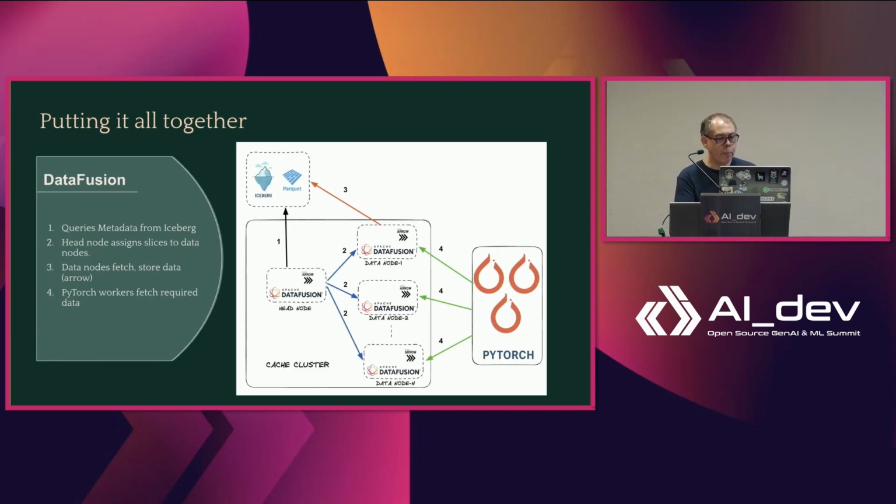To put all of this together, we use a library called DataFusion that picks up the data from an Apache Iceberg table, and that data is stored in Parquet. Then we store that data into the different data nodes, and finally we pick up the rows that we need from a framework like PyTorch, or it could be any other data training type of framework.